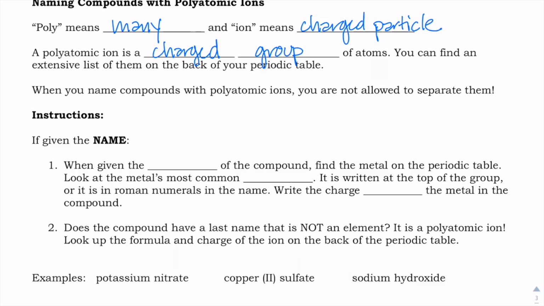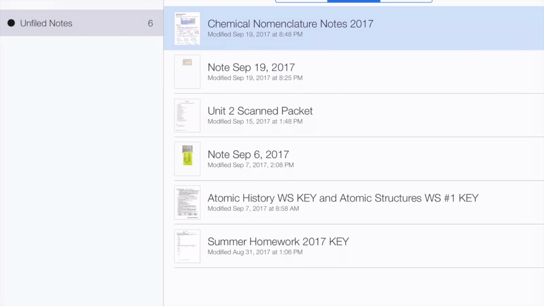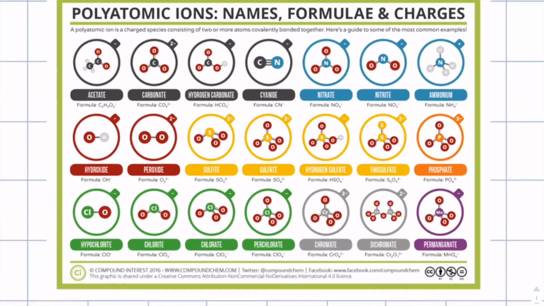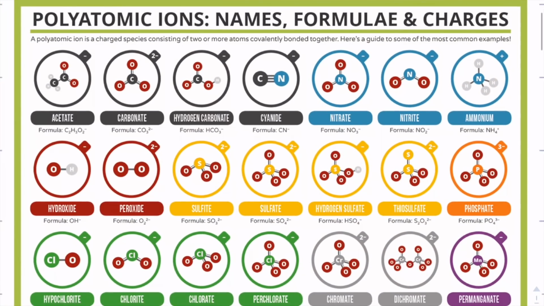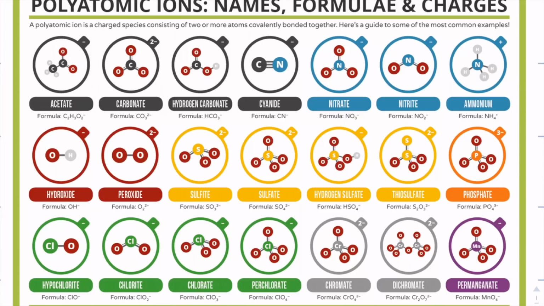And you can find an extensive list of them on the back of your periodic table. So you can take out your plastic sheet periodic table, flip it over, and look at those. When you name compounds with polyatomic ions, you are not allowed to separate the ions into their individual elements. You just name them as a big group. So here are a few of the really common ones.